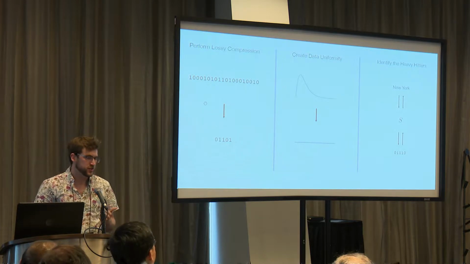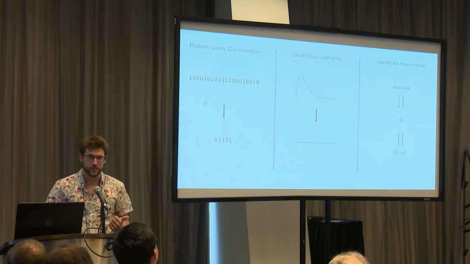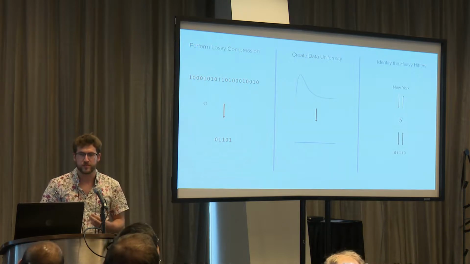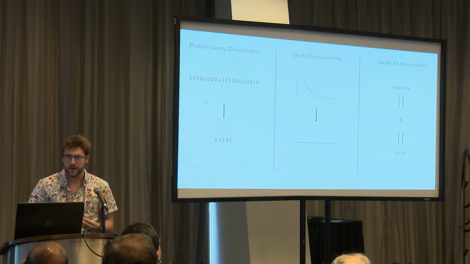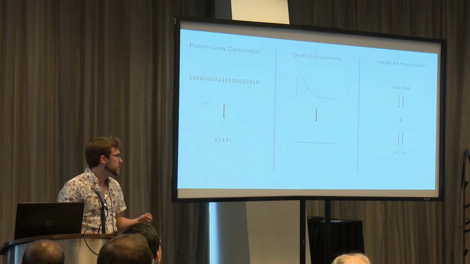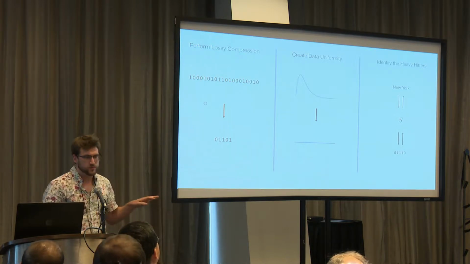And this function S is going to do 3 things. The first thing it's going to do is perform lossy compression. The second thing it's going to do is make our data look approximately uniform. And then finally, while it makes the data uniform, it's going to identify the heavy hitters. And we'll get into why these are all important as we go along.